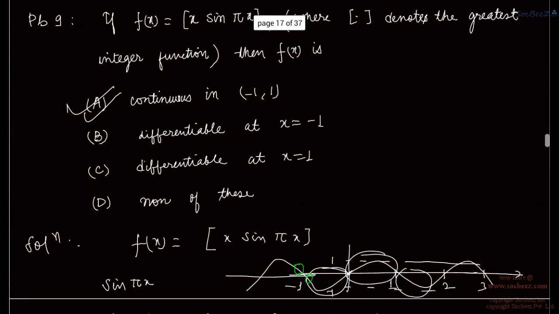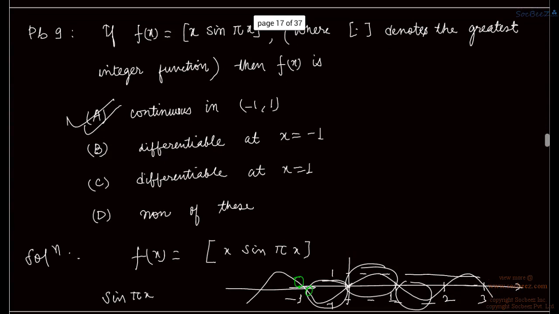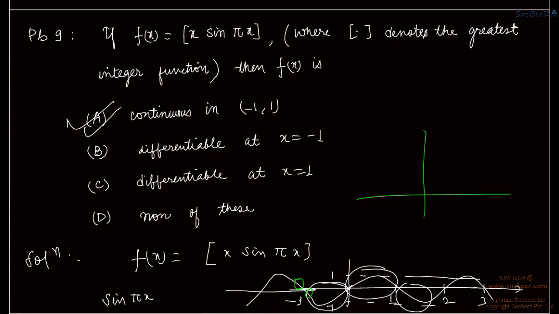So the function is not continuous at x equal to 1 or x equal to -1. Since the function is not continuous, there is no question of it being differentiable, because if a function is not continuous at a point, we cannot talk about its differentiability there. To be differentiable, the function first has to be continuous at that point. So these two options cannot be correct. So option 1 is the only correct one.